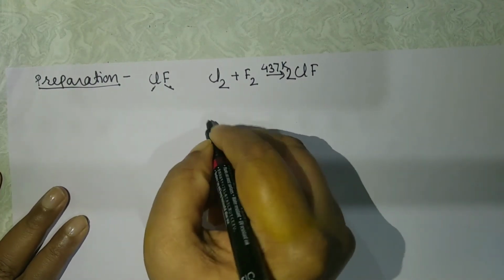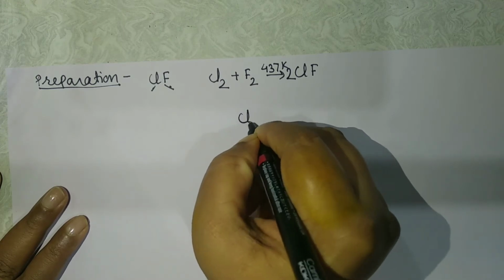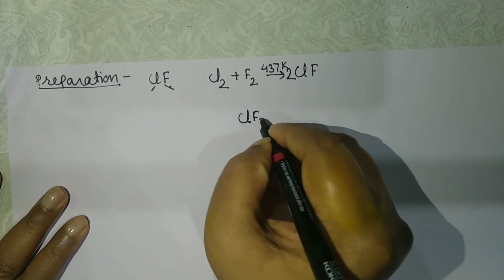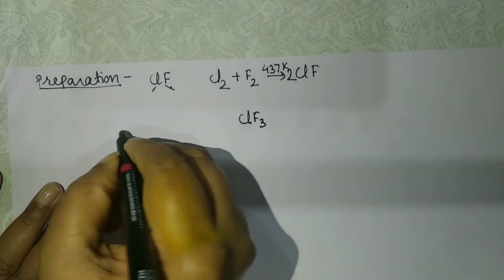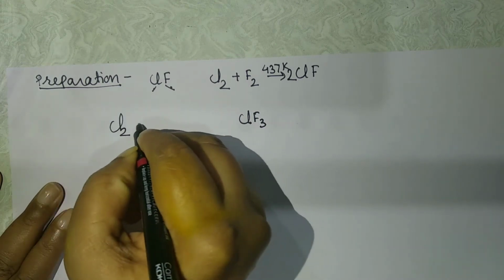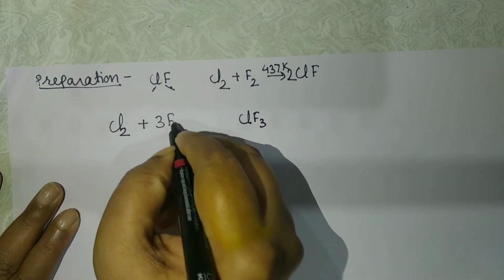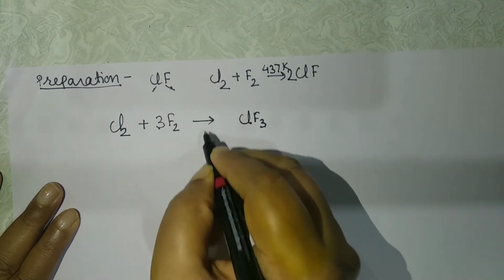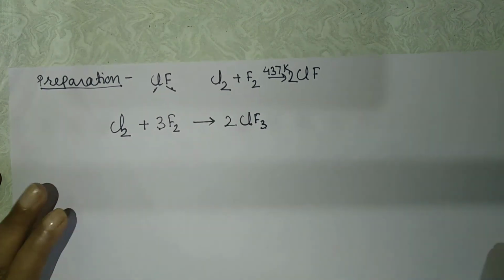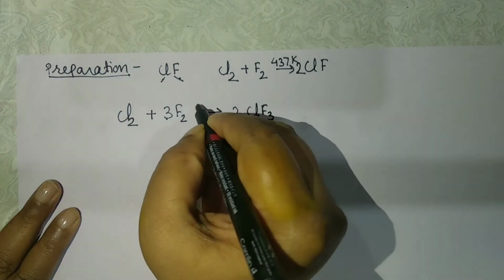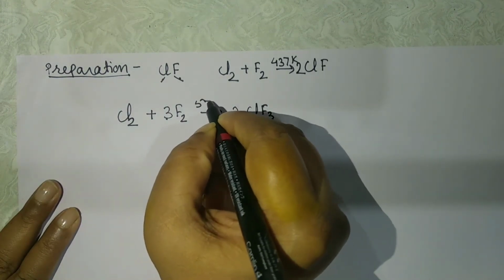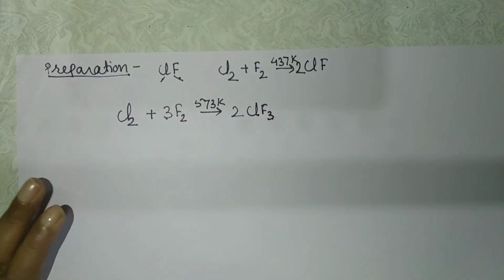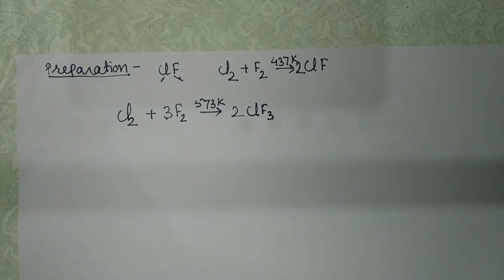If I want to prepare ClF3, what I see here is this will be Cl2 plus 3F2. Simply the moles here, I will write and then I will balance the equation. So your equation is this. The temperature maintained here is 573 Kelvin. So it will be Cl2 plus 3F2 gives 2ClF3.